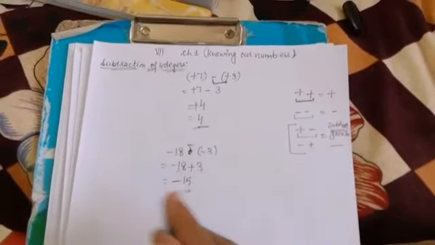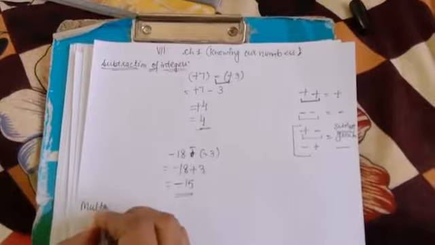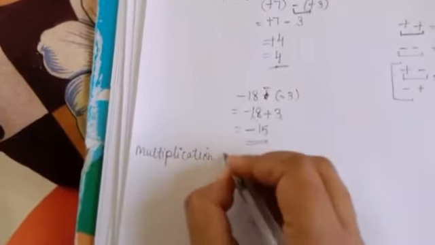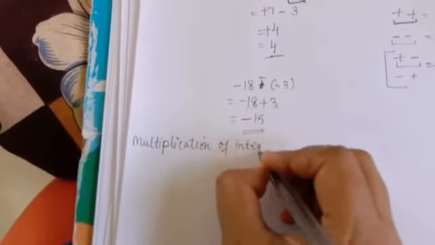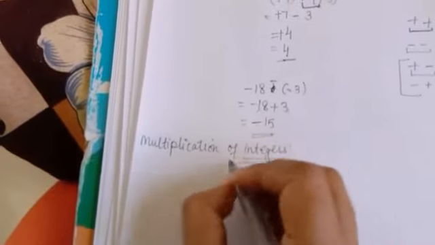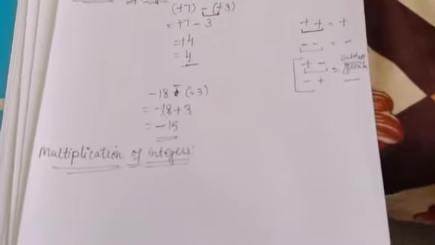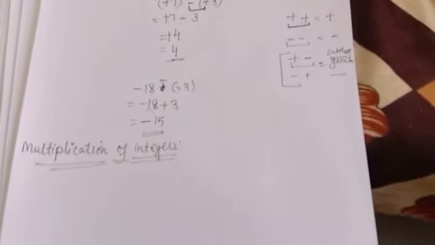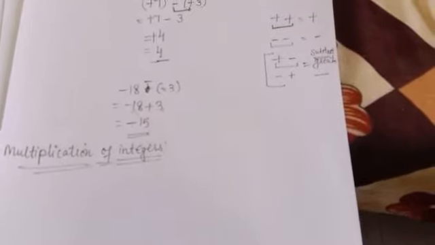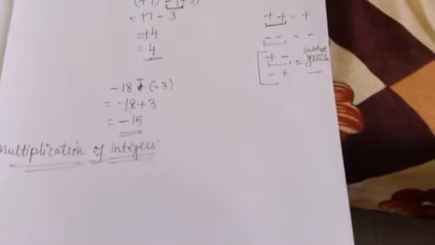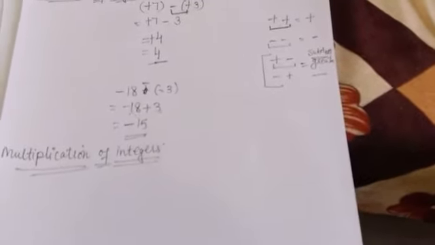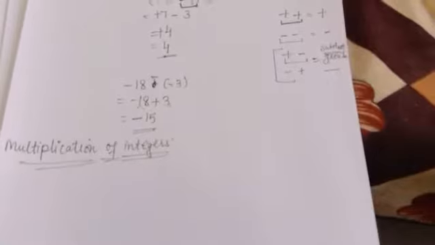It is clear? Now, next thing is multiplication of integers. Whenever we are adding or doing subtraction in integers, we do not change the sign. Or you can say that in doing addition and subtraction, we will not change the sign. Simply we will simplify the things.